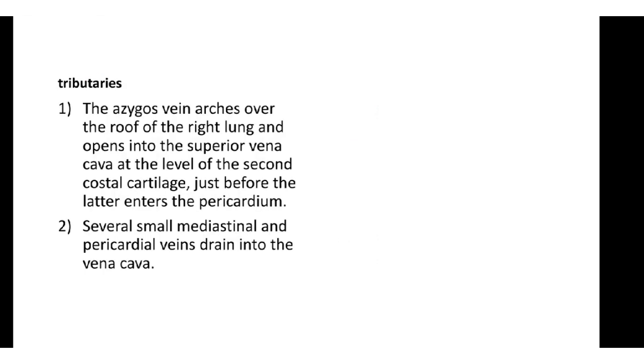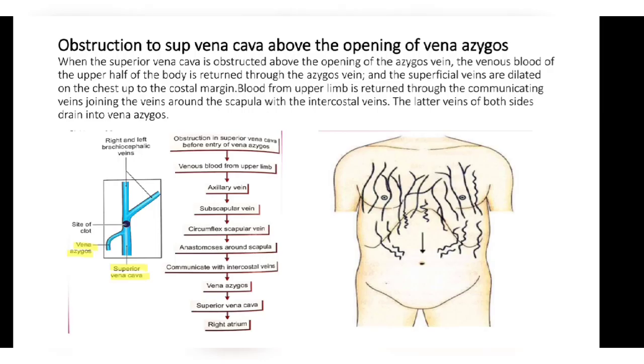Tributaries. The azygous vein arches over the root of the right lung and opens into superior vena cava at the level of the second costal cartilage, just before it enters the pericardium. Several small mediastinal and pericardial veins. So tributaries of this superior vena cava are the azygous vein and several small mediastinal and pericardial veins.